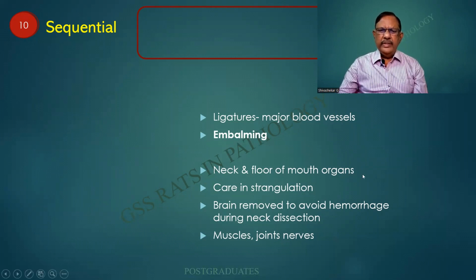Also, there has to be an examination of the neck and the floor of the mouth organs. Care should be taken in cases of strangulation because such a mark should be avoided. It is more for forensic pathology, but we shall also have it in mind. Sometimes books such as Ludwig or even Langeveld recommend that the brain be removed earlier, so there is no pouring in of blood from the cerebral vessels into the neck also. These organs or regions can be avoided as much as possible unless wanted.